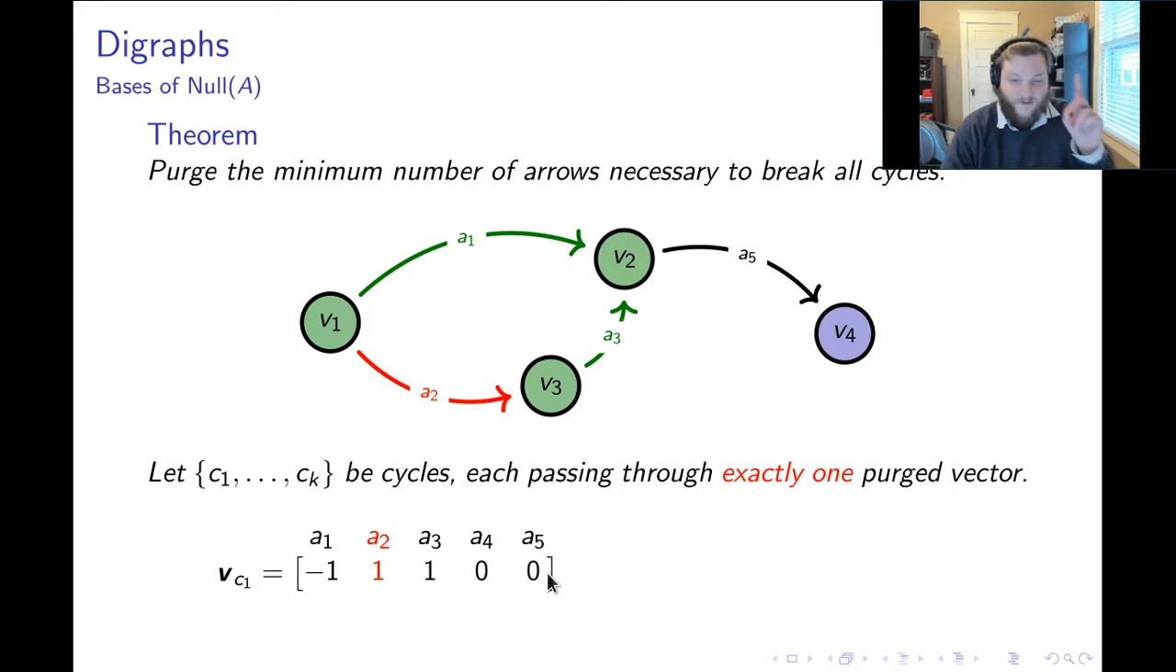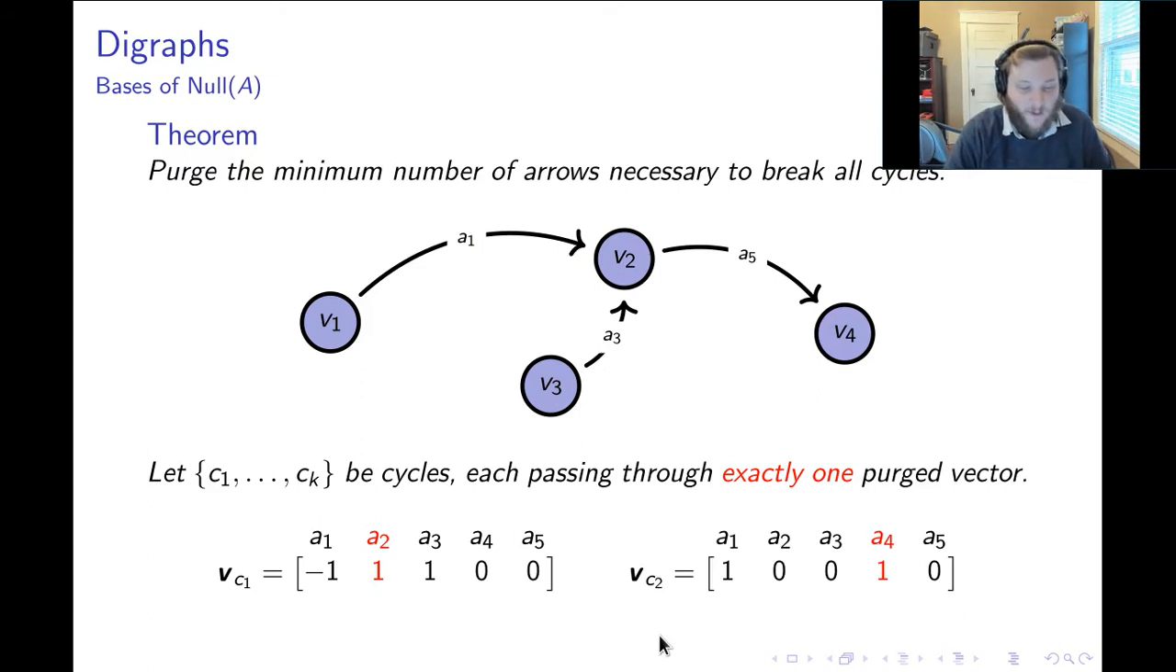So that's one vector. But remember, we purged 2 vectors. So let's look at the second arrow we purged, which was the arrow A4. And that arrow connected V2 to V1. And here what we're looking at is a cycle that passes through A4 exactly once while avoiding the other purged vector. So here, the cycle I'm choosing goes through A4 and then through A1. And numerically, we can represent this cycle with the cycle vector 1, 0, 0, 1, 0.